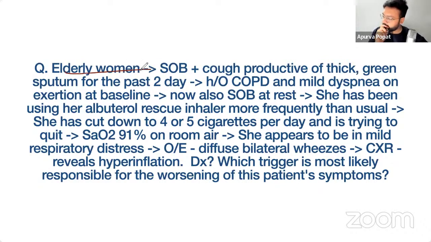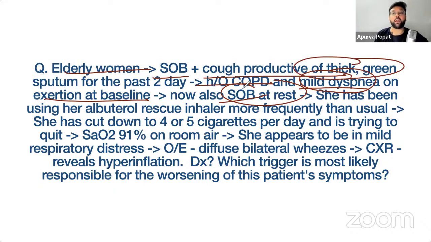Elderly woman is coming with shortness of breath, cough productive of thick green sputum for the past 2 days. This is like both Step 1 and Step 2. She has a history of COPD and mild dyspnea on exertion at baseline. Now she's having shortness of breath even at rest. She has increasing shortness of breath, more dyspnea, and a change in sputum color with a history of COPD. If you have these 4 findings, I would come to a conclusion of diagnosis.